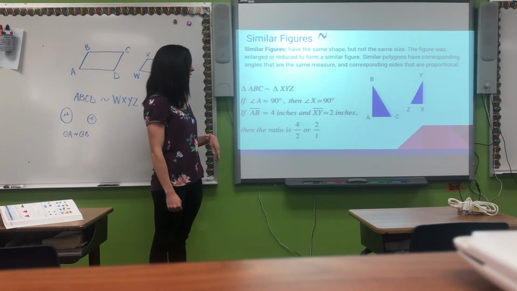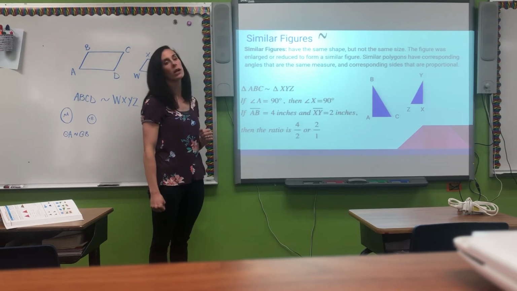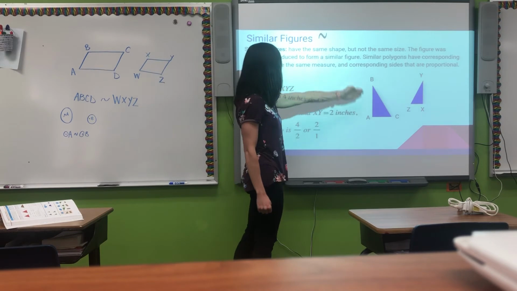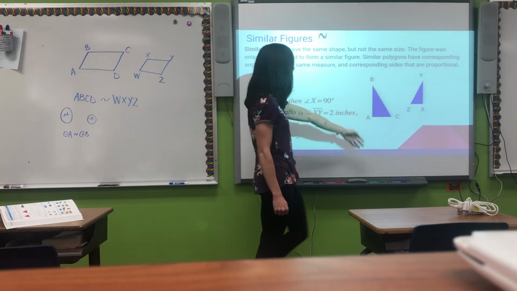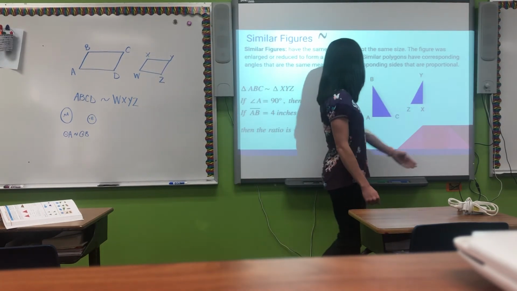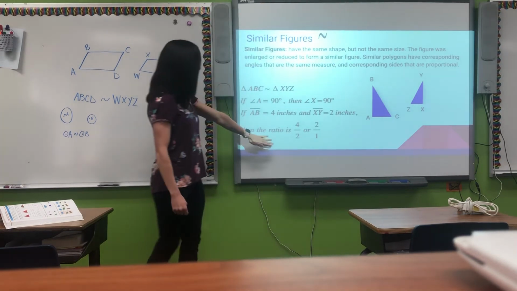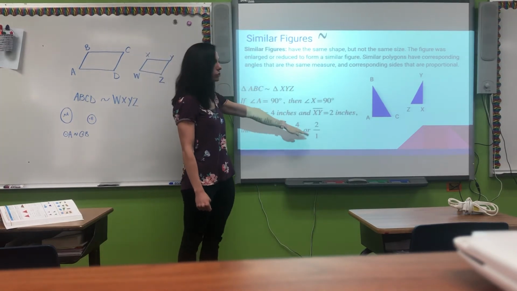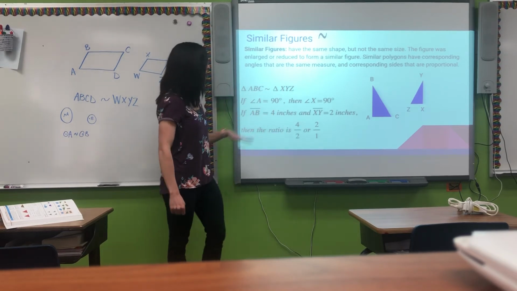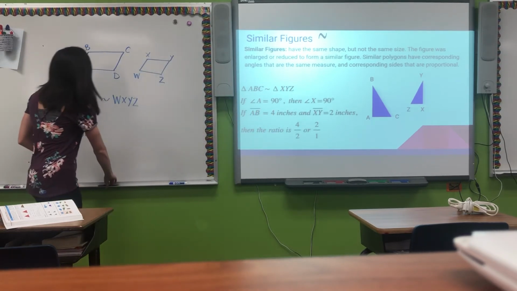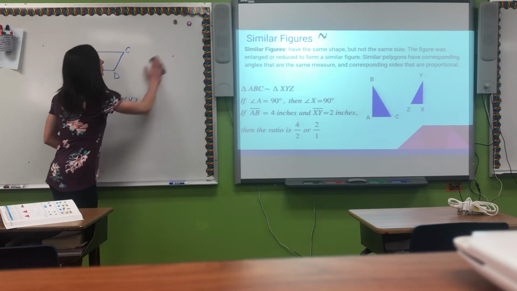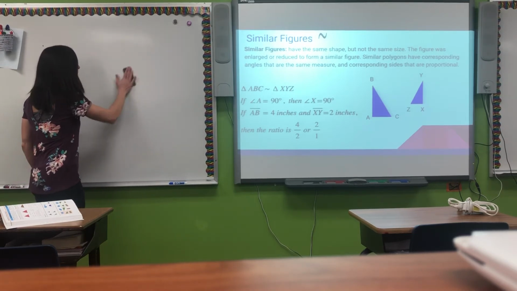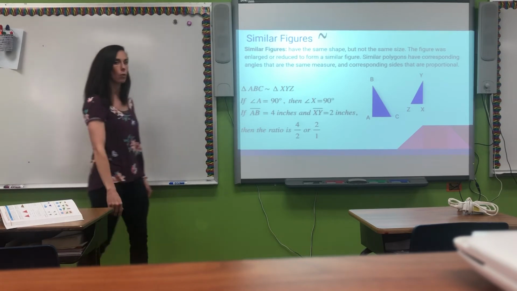Now, here's what I want you to see. We're going to talk about ratios or proportions. So if AB is 4 inches and XY is 2 inches, then the ratio is 4/2, or 2:1. So write that down, and here in a second, I'm going to explain writing those ratios or proportions a little more, because you will need to do this on your homework.